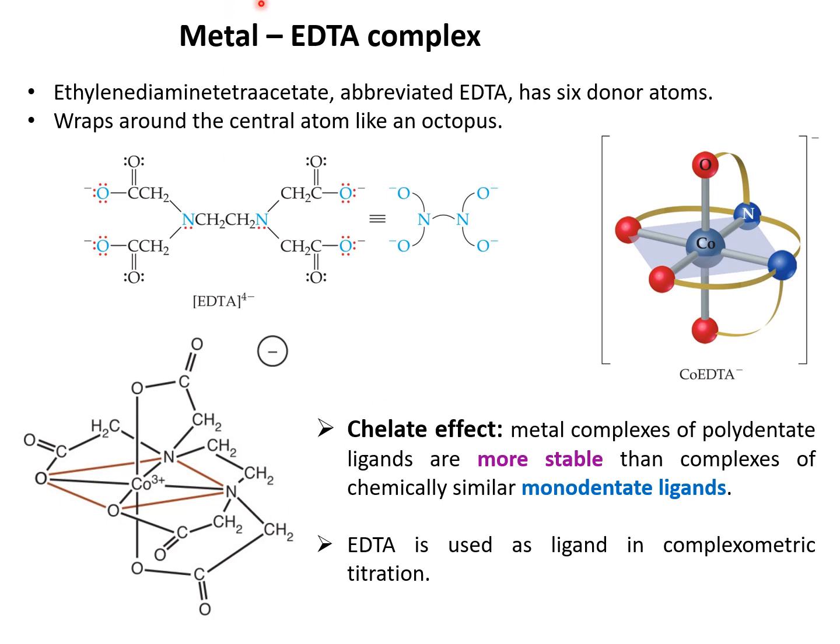Some metal EDTA complexes are well known. Ethylenediaminetetraacetate is abbreviated as EDTA. It has 6 donor atoms and wraps around the central atom like an octopus. So what is the chelate effect? Metal complexes of polydentate ligands are more stable than complexes of chemically similar monodentate ligands. EDTA is used as a ligand in complexometric titration.